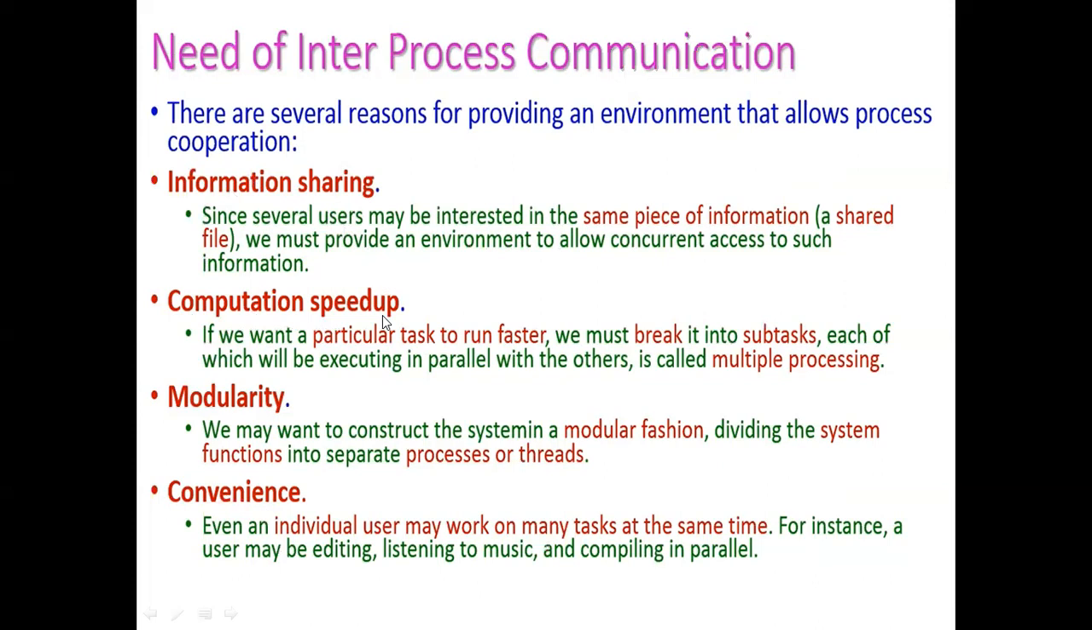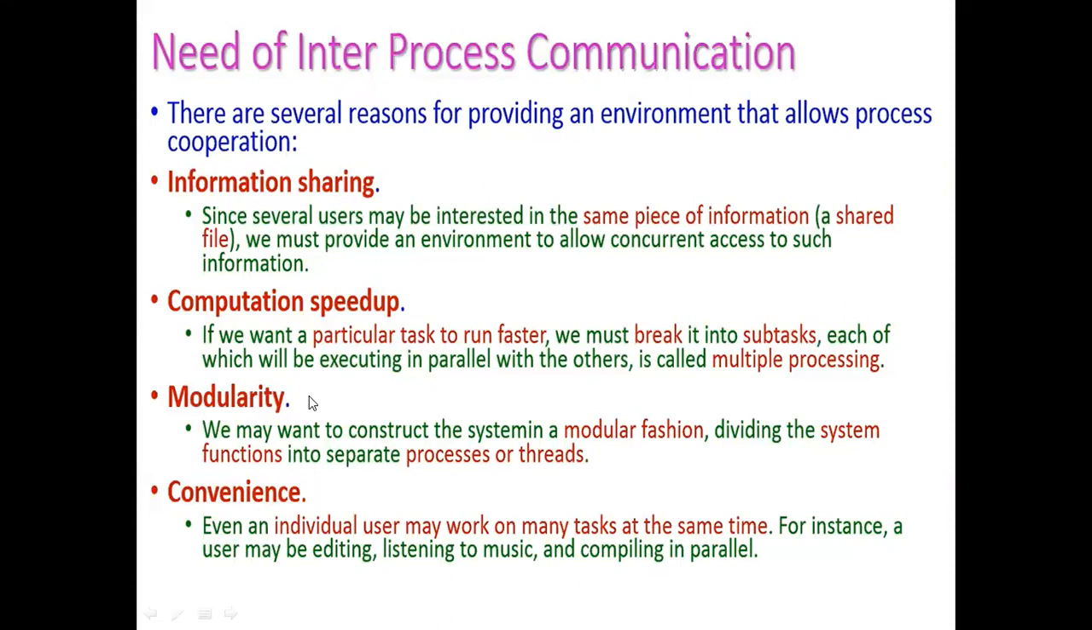The second one is computation speed. If you want a big program to run faster, we can break the long program up into subtasks, and each subtask is executed in parallel with the other processes, which is called multiprocessing. If we carry out multiprocessing, we can increase the computational speed. For that, we need inter-process communication.